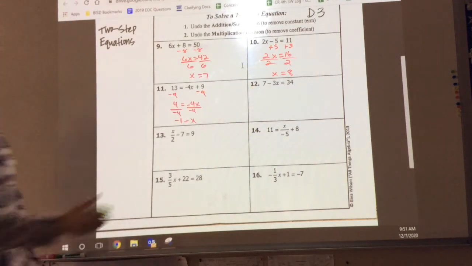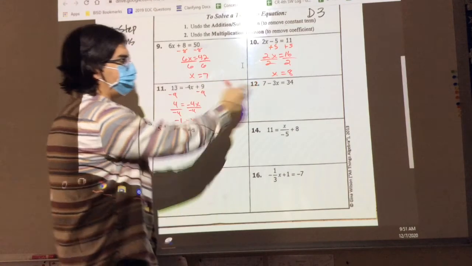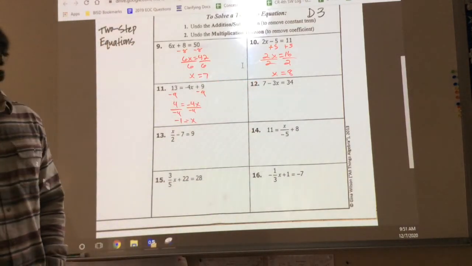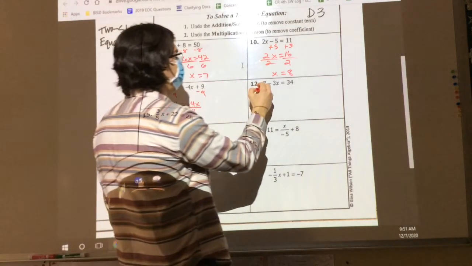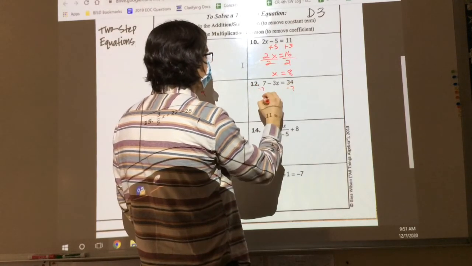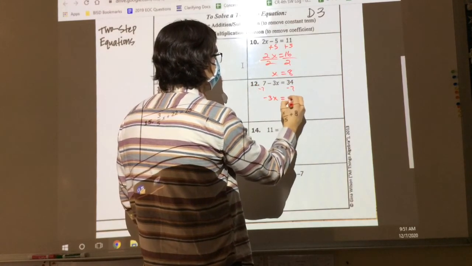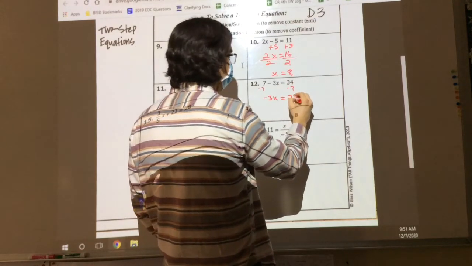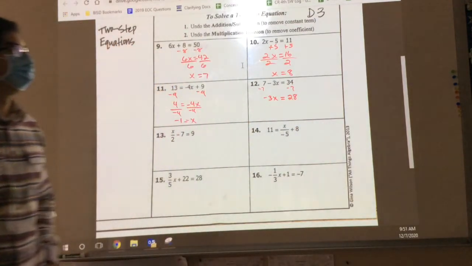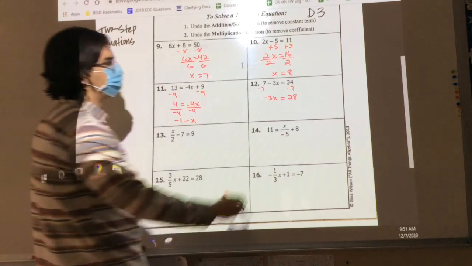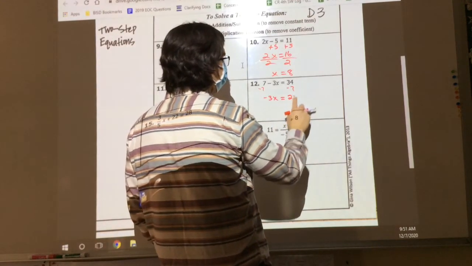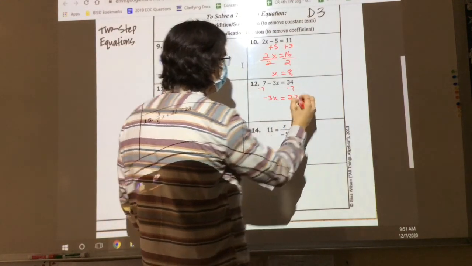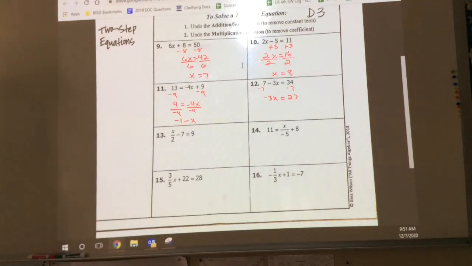Ruger, what do I do first over here? Add 7. Well, add or subtract? If I add 7, I'm going to get 14. Subtract 7, because it's always the opposite. So I've got -3x is equal to 34 minus 7 is 28. Right? 27. Off by 1. 27? Yes, you're right. It is 27.